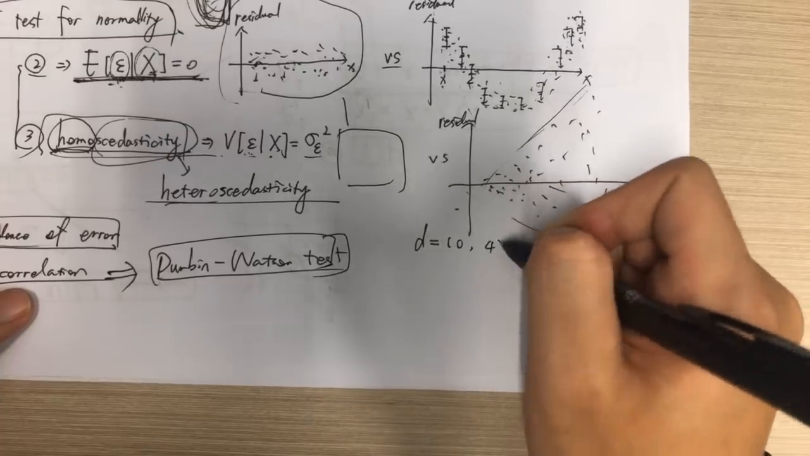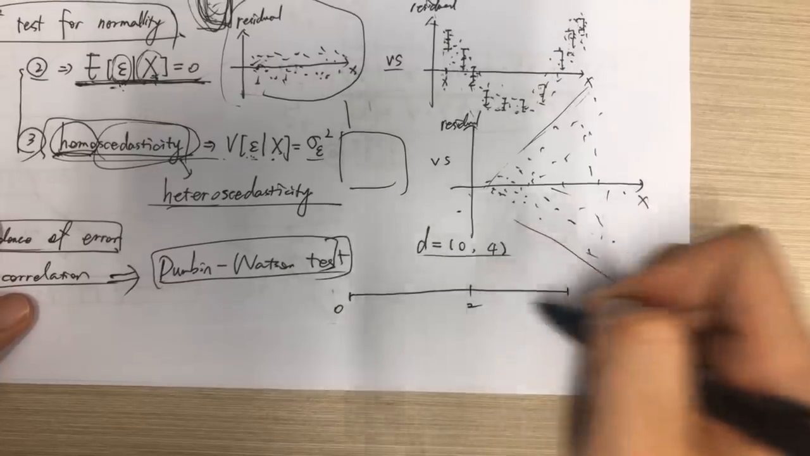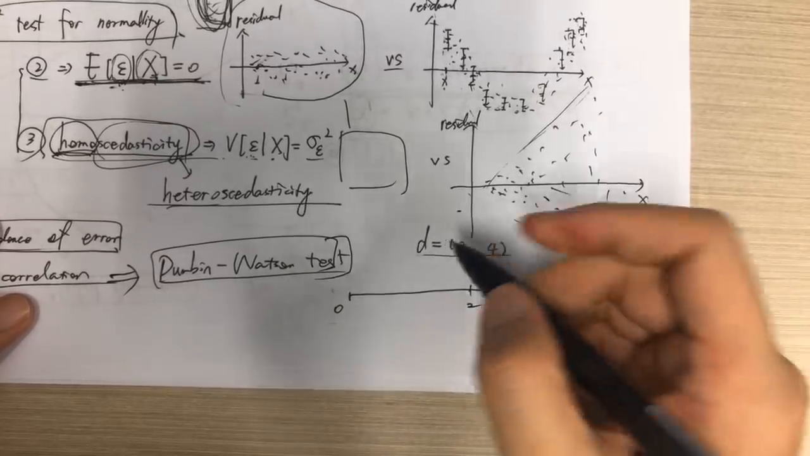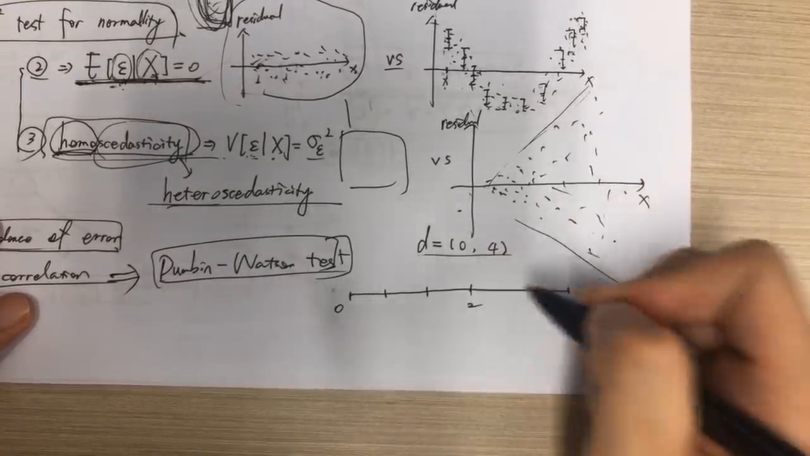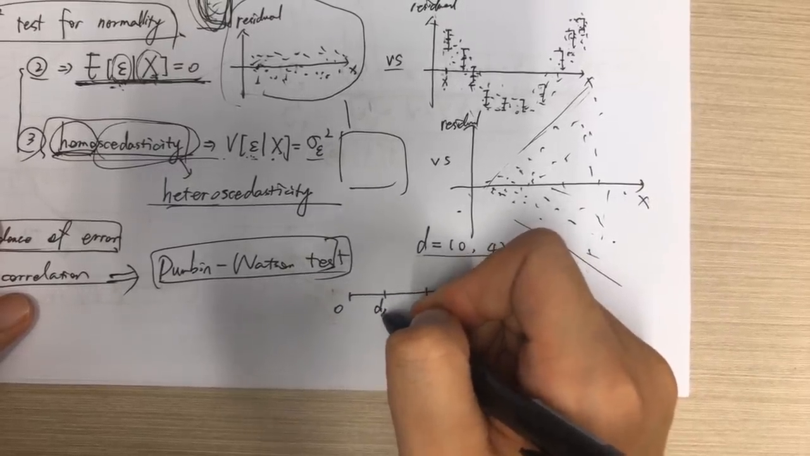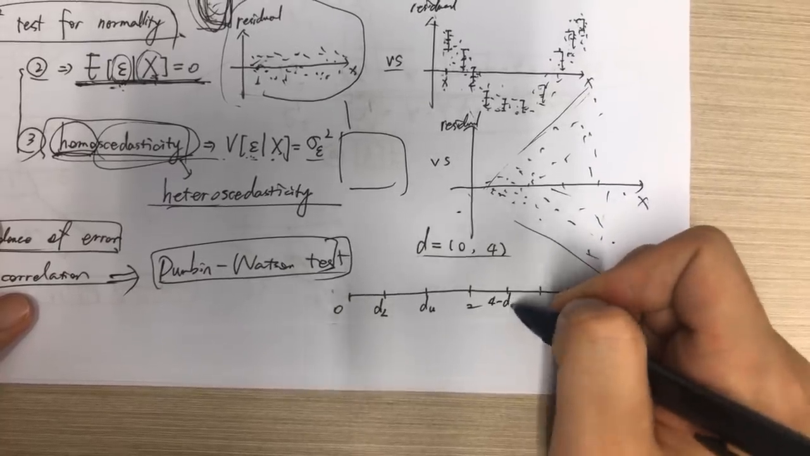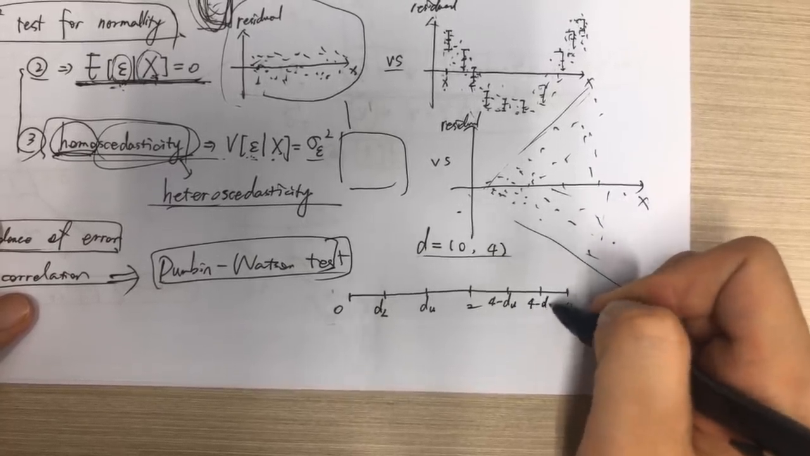For the Durbin-Watson test, you're going to get the D statistic equal to a value from 0 to 4, right? So 0, 2, and 4. So you're going to have different intervals. There are two critical values, DL, D lower, and D upper. And so this is 4 minus DU, 4 minus DL.